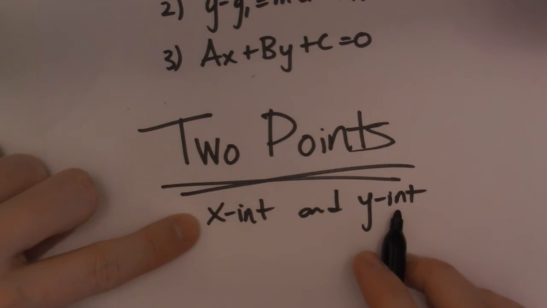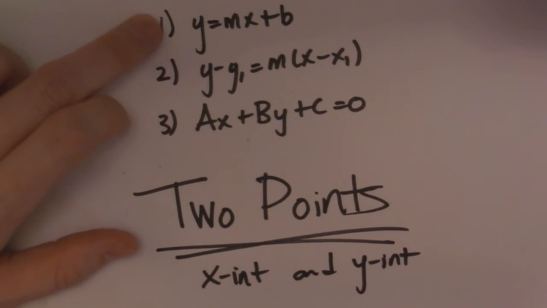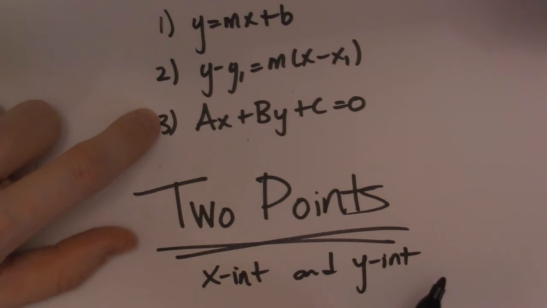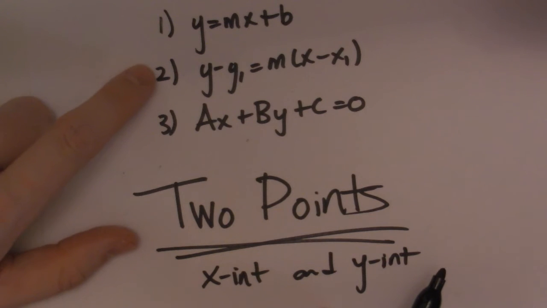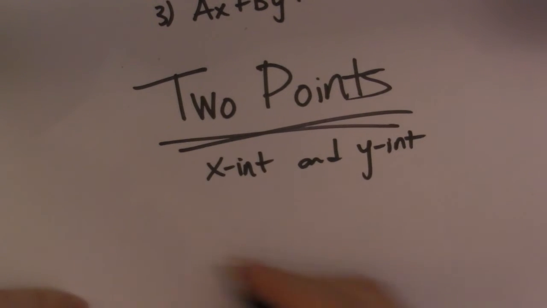Depending on the form, it might be easy. If it's y equals mx plus b, it's really easy. Even in general form, it's easy to find the x and y-intercept. There's a little bit of work to do, but it's still not overly difficult. The same goes for slope-point form. So that's the best way to graph a line. Let me give you an example.